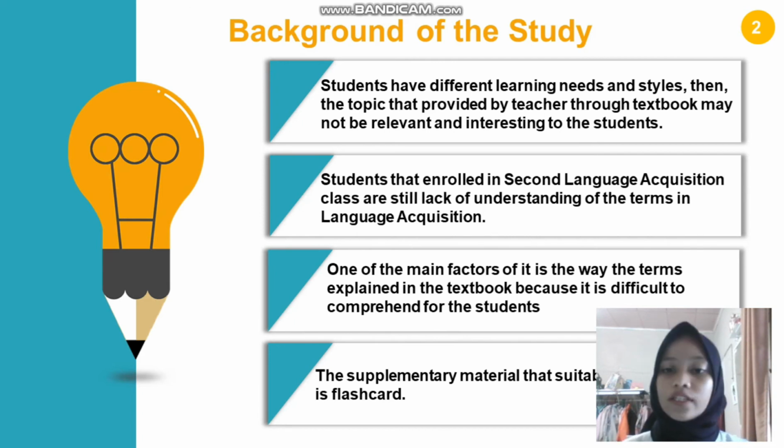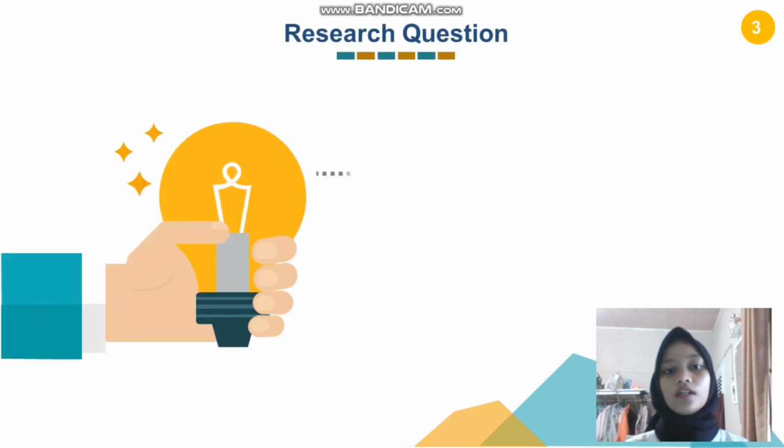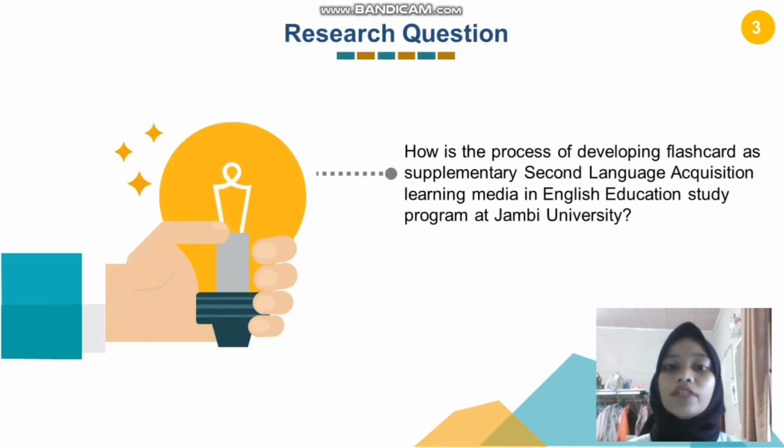And according to this explanation and discussion, I became interested in developing flashcards for semester 4 students at Jambi University to learn terms related to second language acquisition. And also, I believe that flashcards will improve students' understanding of the terms related to second language acquisition. So in here, there's a research question. Since I want to develop the flashcard, the research question is like this.